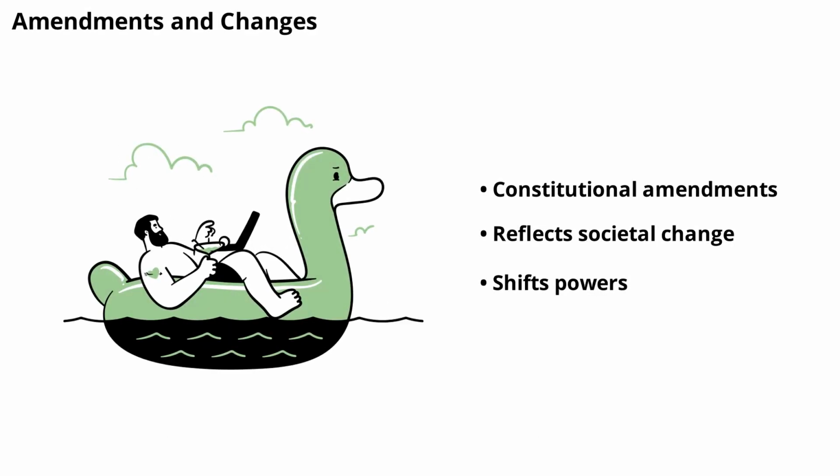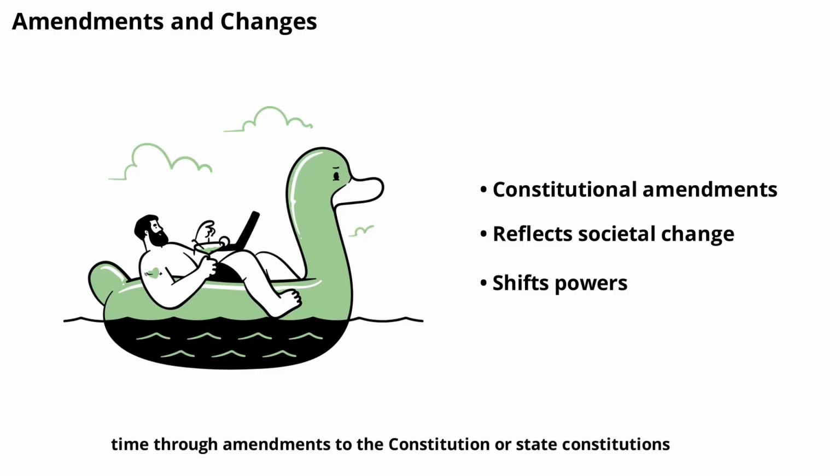The structure and powers of government can change over time through amendments to the Constitution or state constitutions. These changes reflect the evolving needs and values of society. Amendments can shift powers, expand rights, or clarify responsibilities, ensuring that government remains responsive and effective.